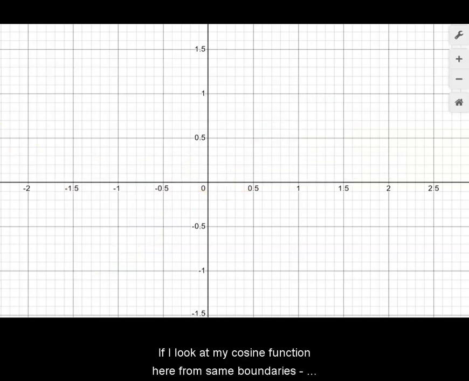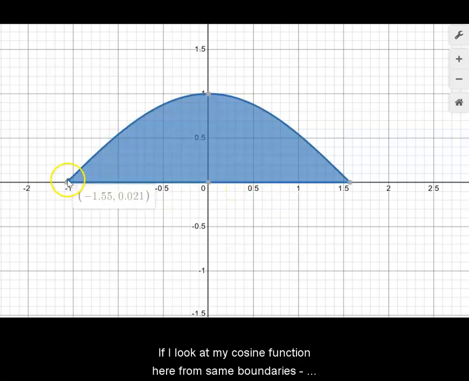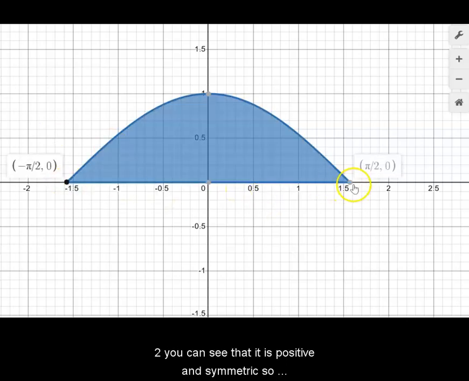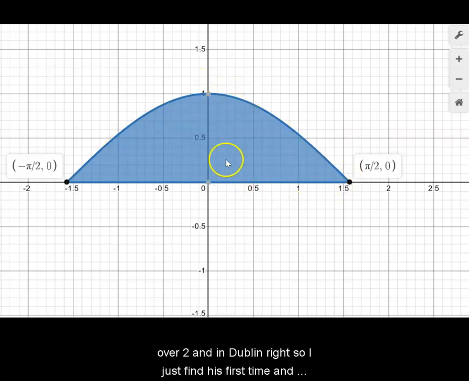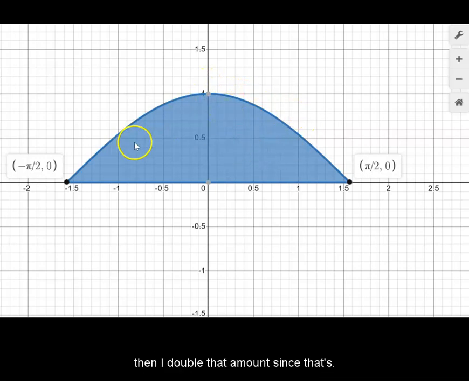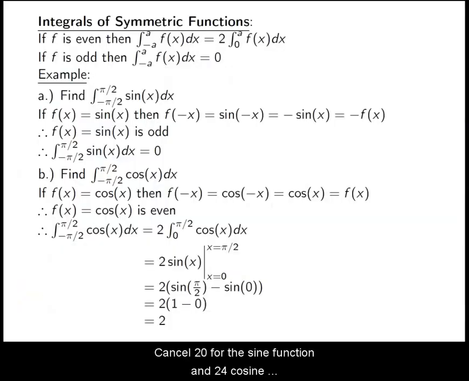If I look at my cosine function from the same boundaries, negative pi over 2 to pi over 2, you can see that it is positive and symmetric. So I can just take the integral from 0 to pi over 2 and then double it. I find this first half and then double that amount. This coincides with the 0 for the sine function and 2 for cosine, because over half of that interval we've got 1, and then we doubled it, so we got the 2.